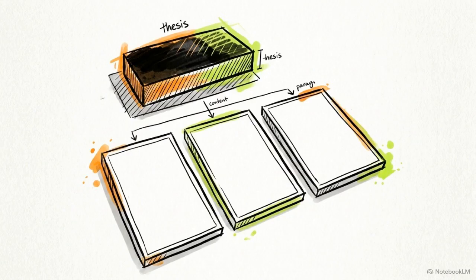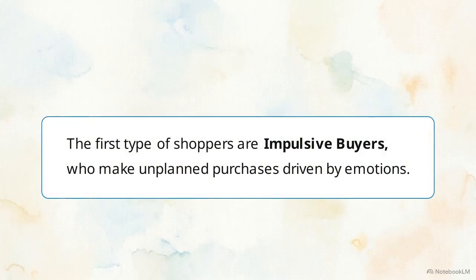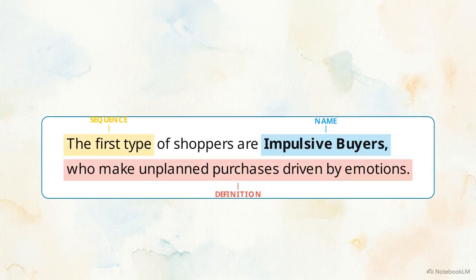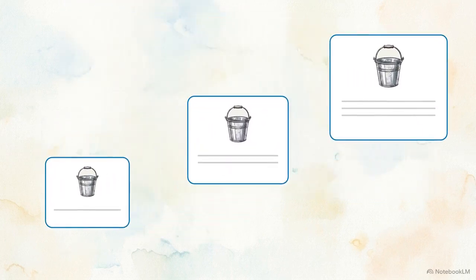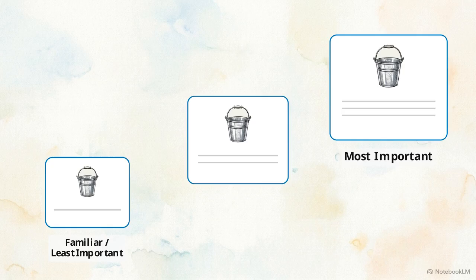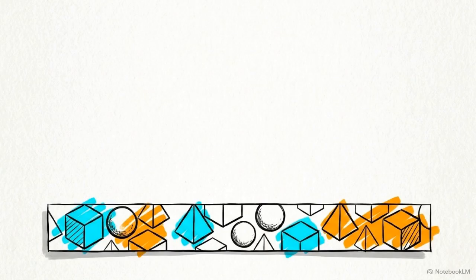Step 3 is setting up your body paragraphs with topic sentences. In a classification essay, these sentences have to do 3 jobs: explicitly name the category, signal where we are in the sequence, and define the category's main characteristic. You should arrange your categories strategically. Place your least important or most familiar category first and build up to the most important category at the end to create rhetorical momentum. Once you have your order, use this pattern for your topic sentences.